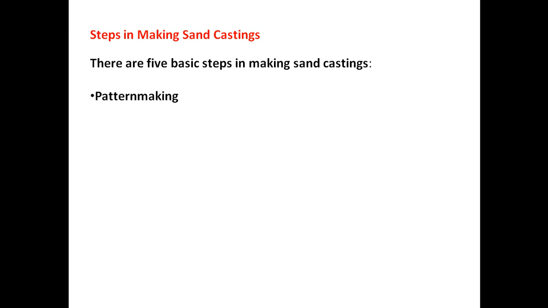Steps in making sand casting. What are the steps we have in making the sand casting? There are 5 basic steps in metal casting. What are the 5 basic steps? First one is pattern making. That is a replica or the model of the final product which is to be manufactured. That has to be done. So the first step is pattern making.